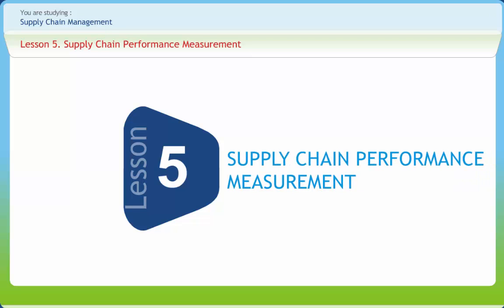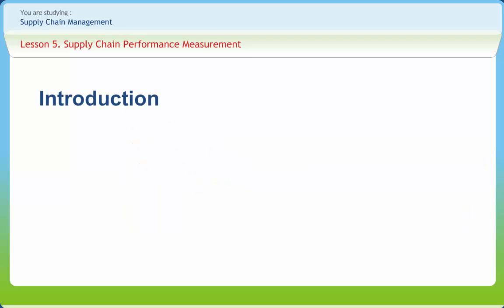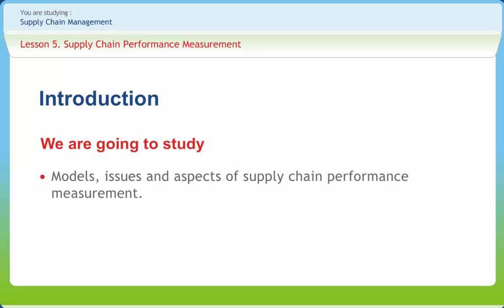Behind supply chain design, we know that supply chain management has been a major component of competitive strategy to enhance organizational productivity and profitability. In recent years, organizational performance measurement and metrics have received much attention from researchers and practitioners. The role of these measures and metrics in the success of an organization cannot be overstated because they affect strategic, tactical, and operational planning and control. For these reasons, in this lesson, we will study models, issues, and aspects of supply chain performance measurement.